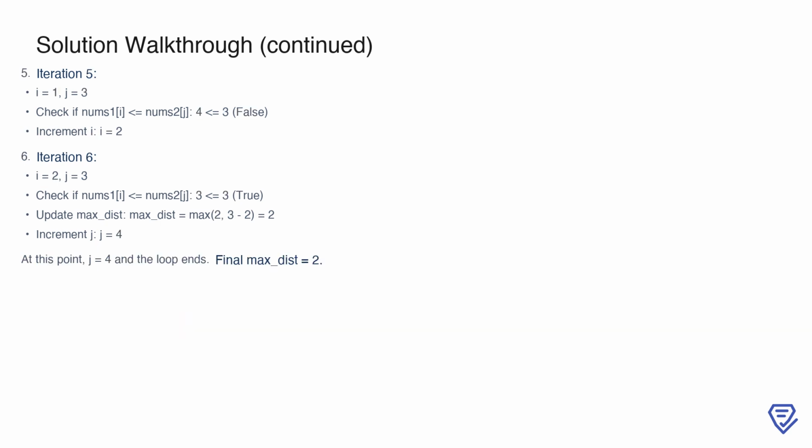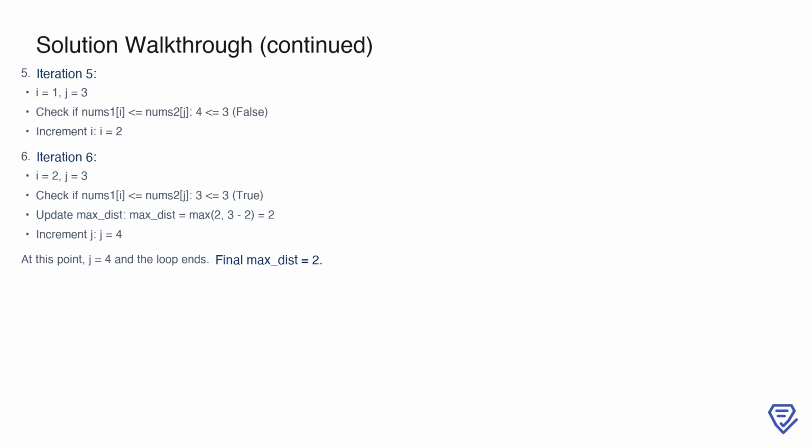In the fifth iteration, i is now 1 and j remains 3. We compare nums1[1] and nums2[3], which are 4 and 3. Since 4 is greater than 3, the condition is false. As a result, we increment i to 2.